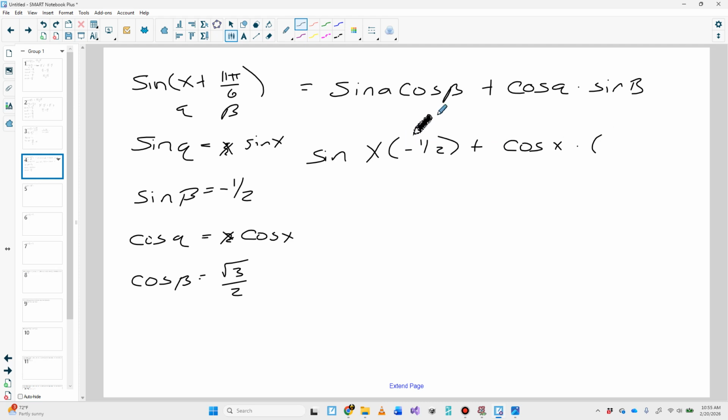I'm sorry, this right here is cosine beta. So that's supposed to be square root of 3 over 2. And this is negative 1/2. So I rewrite this as the square root of 3 over 2 sine x, minus 1/2 cosine x. And that's really all they want you to do, is to just rewrite it in terms of sine and cosine. And we have done that.